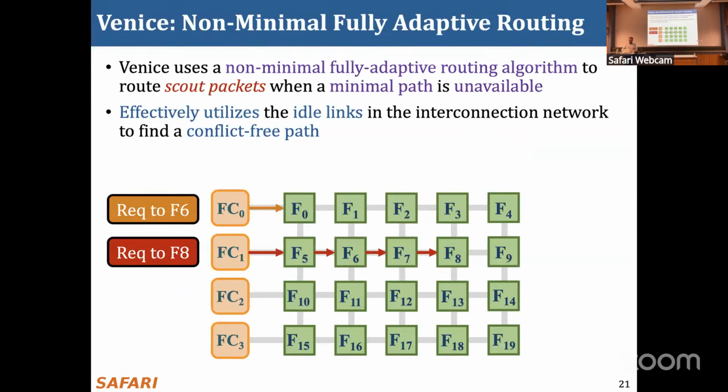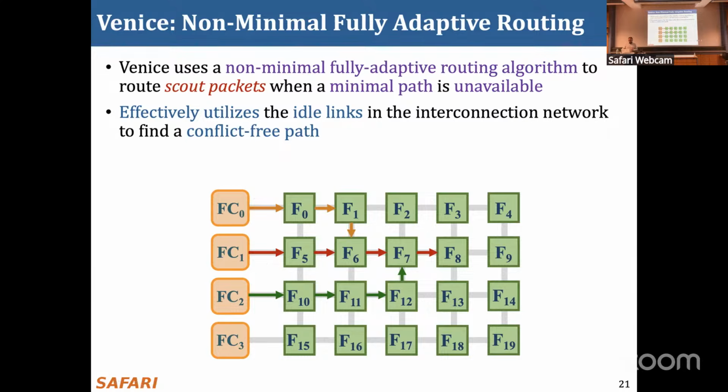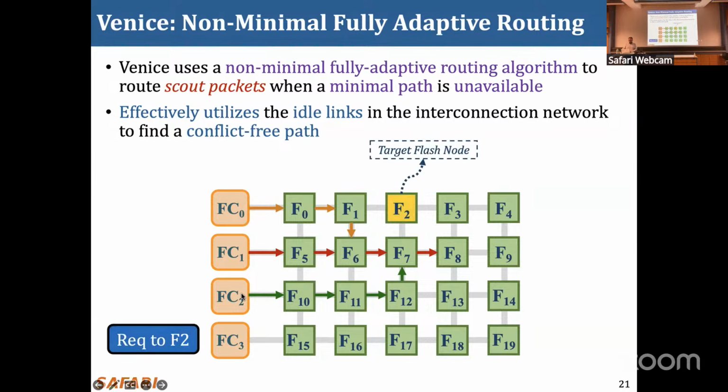There might be cases like this, where you have active requests to flash chip 6, active requests to flash 8, and active requests to flash 7. All these are possible at the same time. However, now you also want to send a request to flash 2, and the only remaining flash controller is flash controller 3. So you pick that, but now you can see that there is no minimal path to that F2. Minimal path, I mean taking the minimal number of hops to get to the destination.